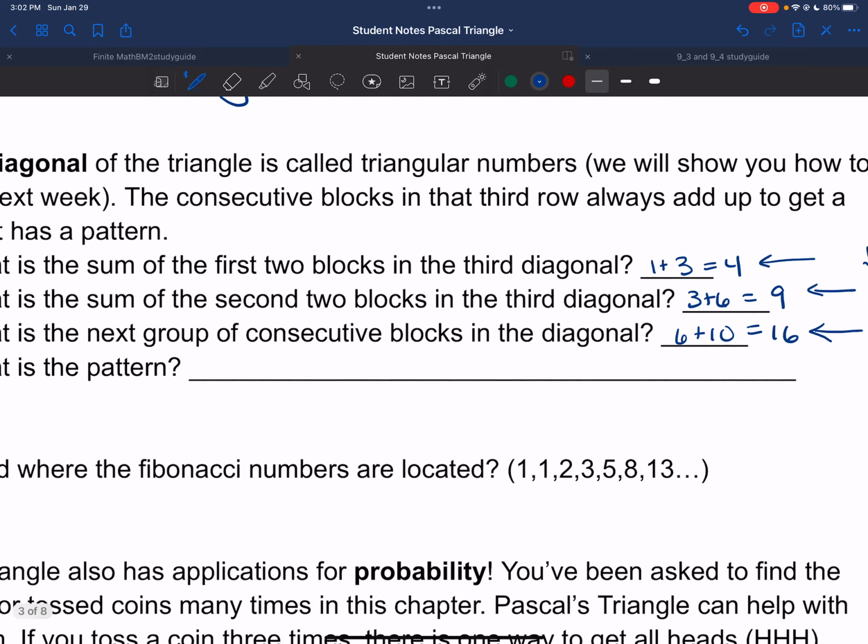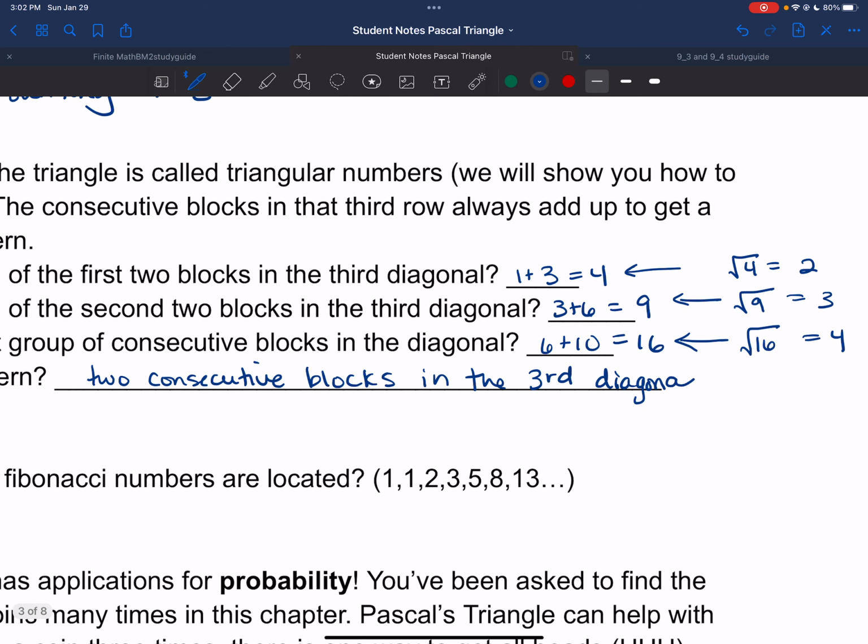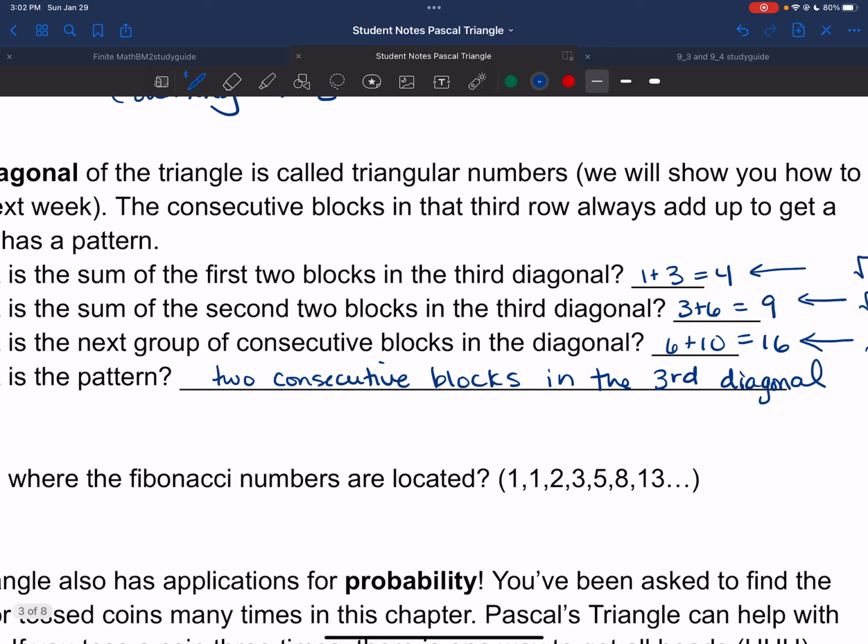So what is the pattern? 2 consecutive blocks in the third diagonal add up to be perfect squares.